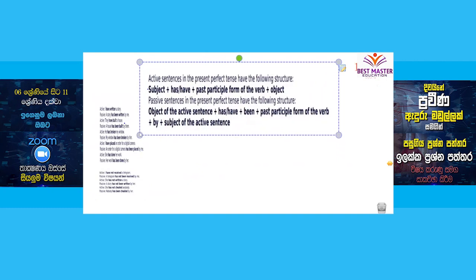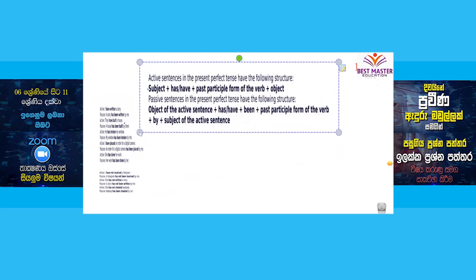Active sentence in the present perfect tense have the following structure.